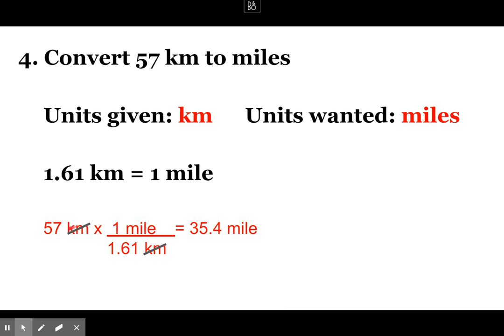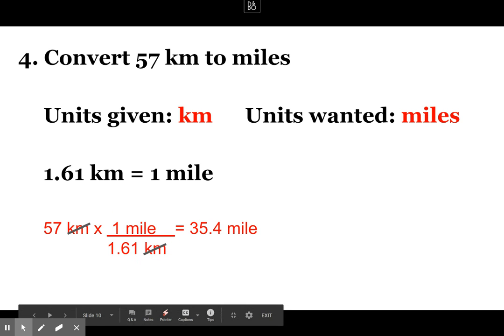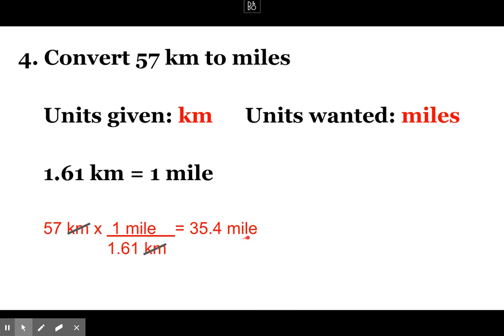Now our kilometers get to cancel out, and we get to do the math to get to miles. So 57 times 1 is 57. So then all we have to do is divide. We'll take 57 divided by 1.61, and that gets us the answer of 35.4 miles.